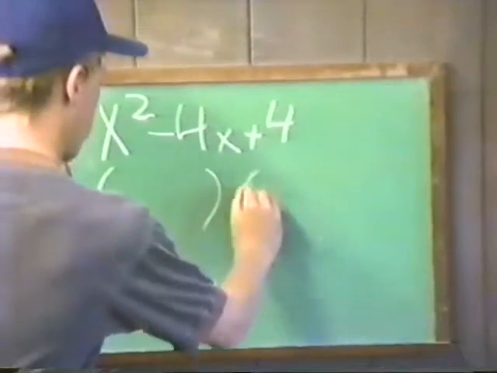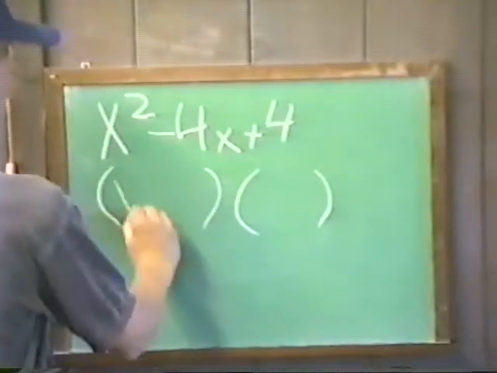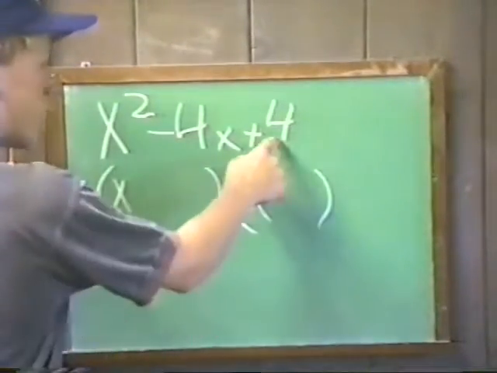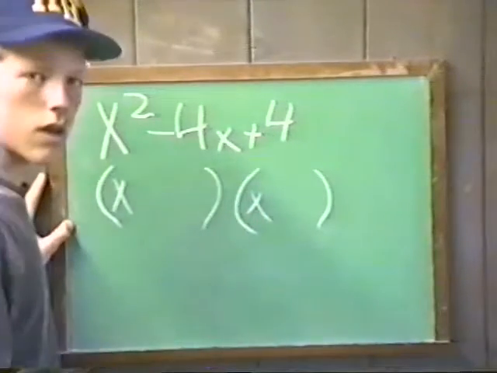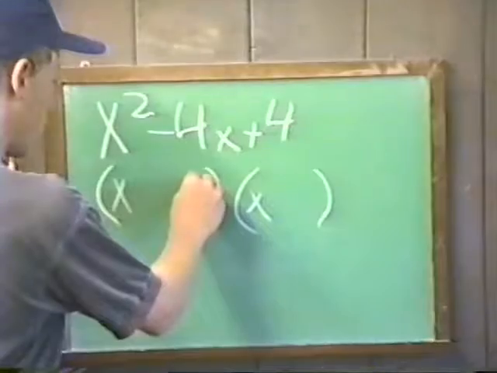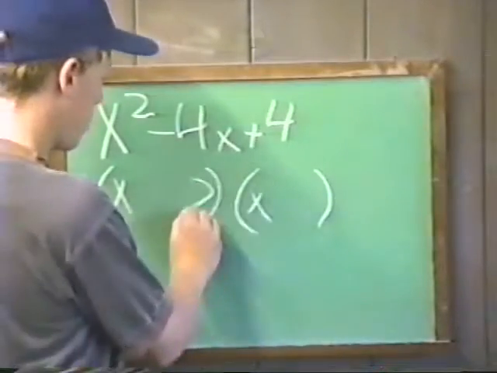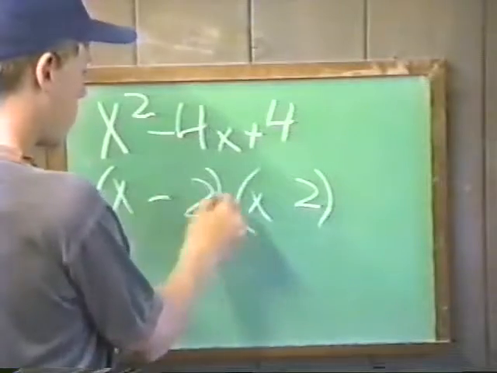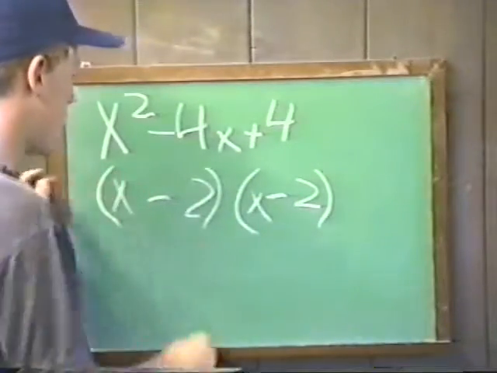Make brackets. Put x since it's x squared. Take the multiples of 4, which are 2. Then to get this, we have to put the negative. This equation is now factored.